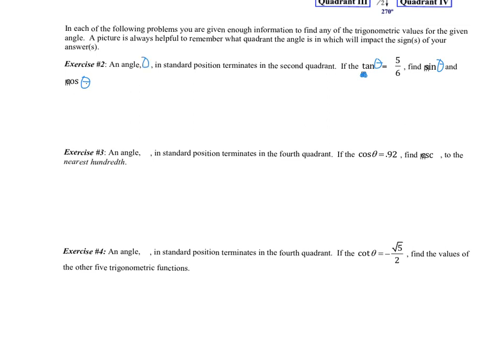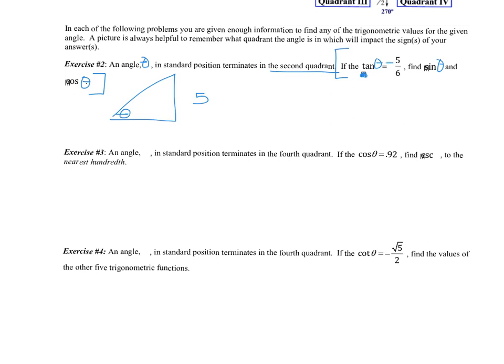So also we have an angle theta in standard position that terminates in the second quadrant. So this is our new information. We did questions like this before. If the tangent of theta is 5/6, find sine theta and cosine theta. Well, we would draw a nice little triangle, right? We would label theta. We would say that opposite is 5. And this is actually negative 5/6.